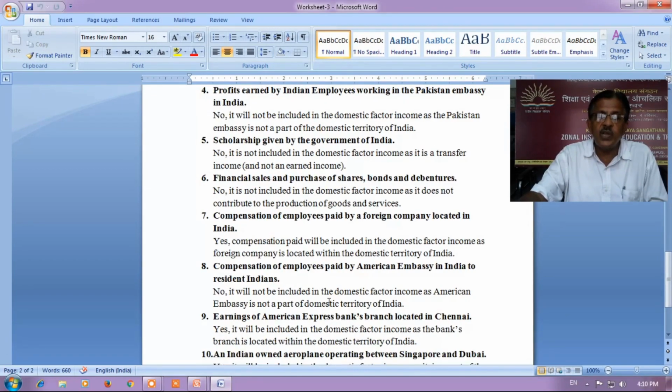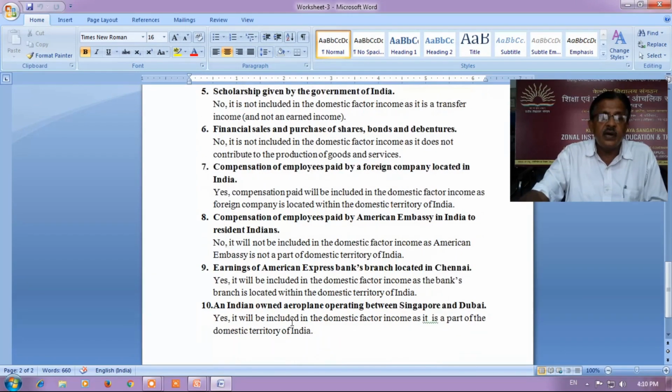Compensation of employees paid by American embassy in India to resident Indians. No, it will not be included in the domestic factor income as the American embassy is not a part of domestic territory of India. Earnings of American Express Bank's branch located in Chennai. Yes, it will be included in the domestic factor income as the bank's branch is located within the domestic territory of India.